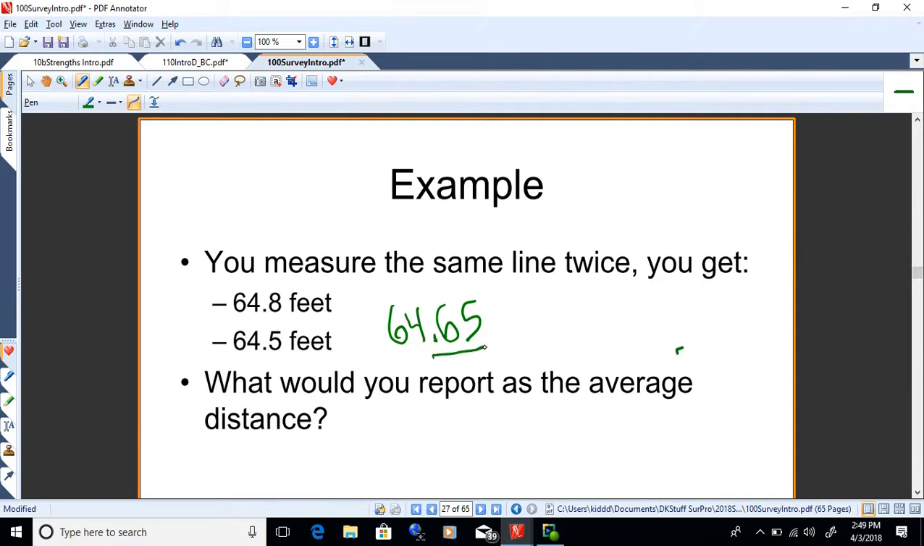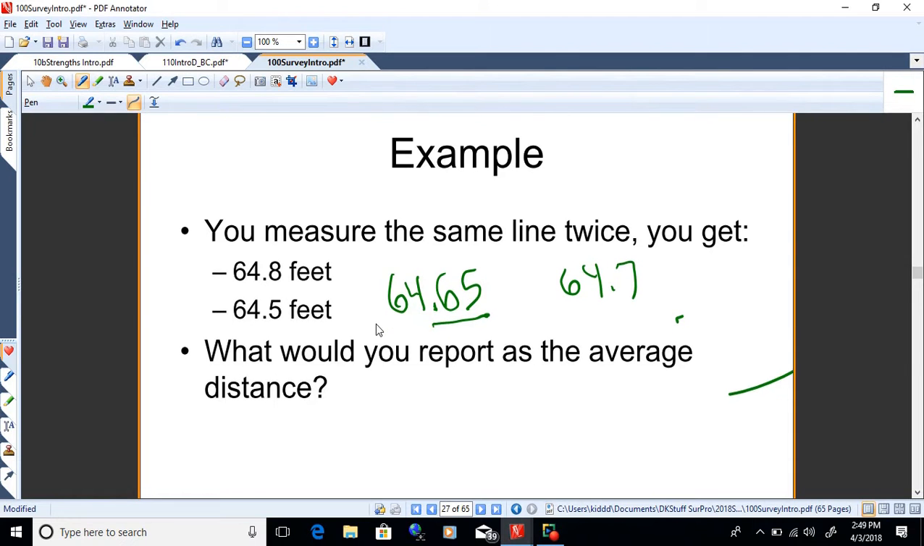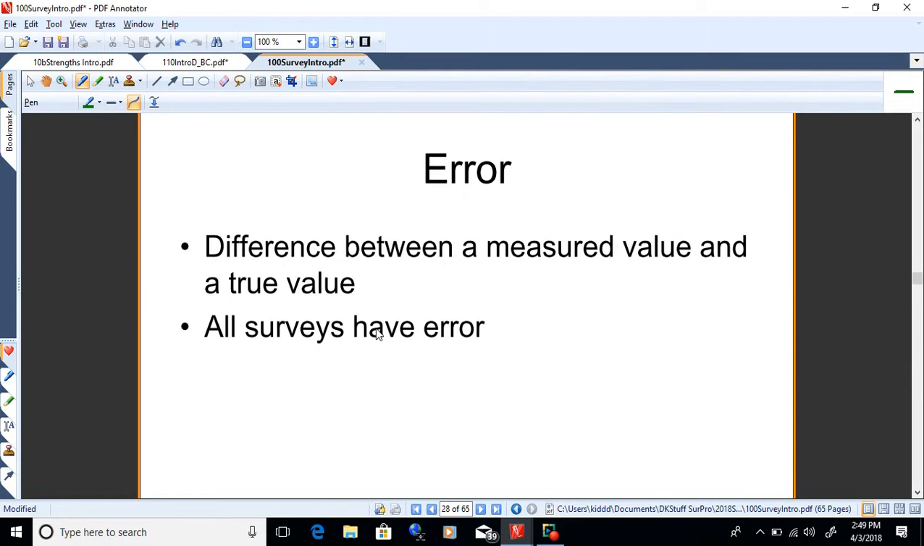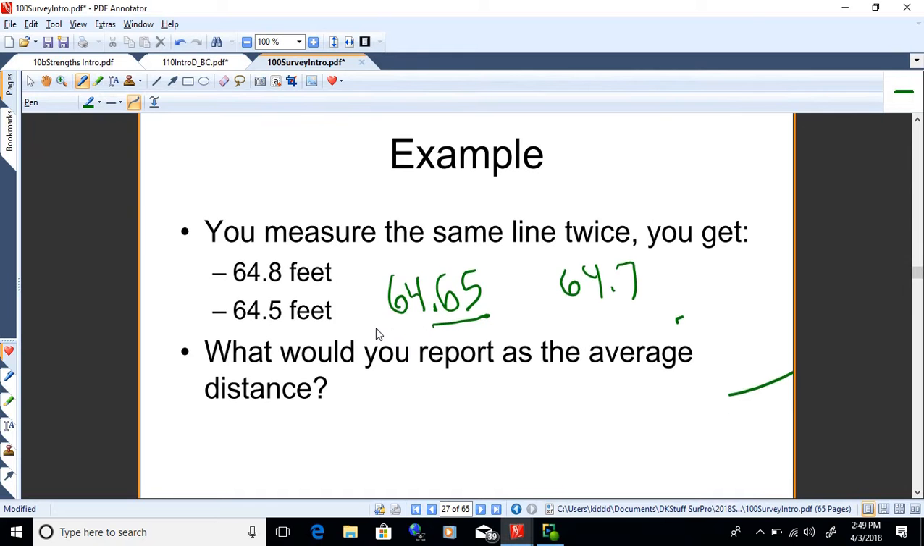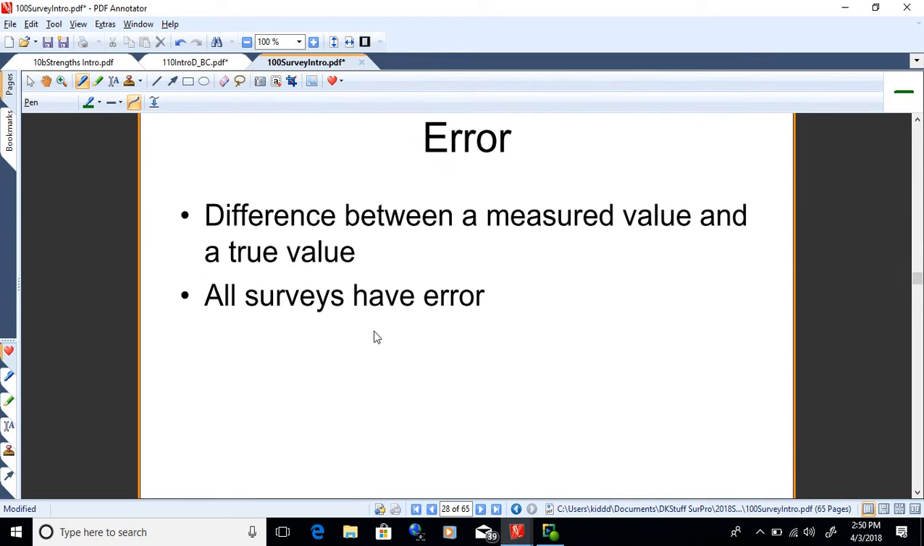What am I saying? I'm saying we measured it to the 100th, aren't we? Well, we didn't. So if I'm going to take 64.8 and 64.5 and average them, probably I want to write down 64.7, okay? And he was quite serious. He wasn't kidding around at all, okay? All right? So just be aware of this stuff, okay? Y'all okay with that?